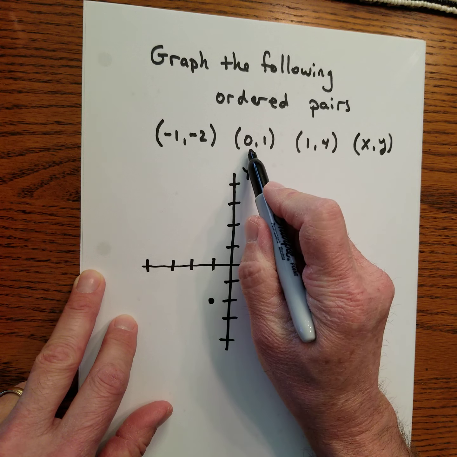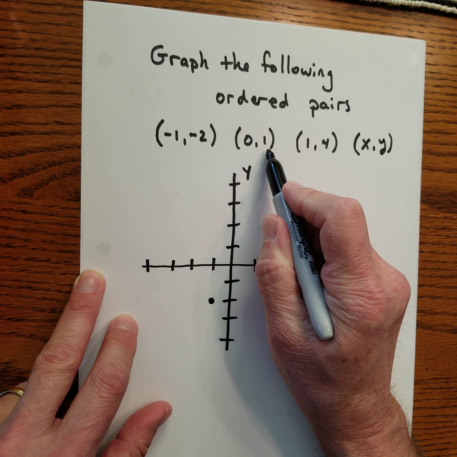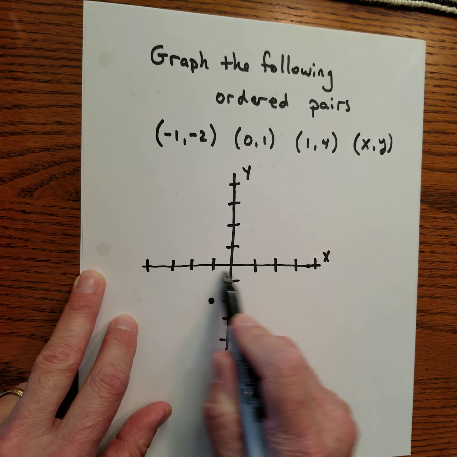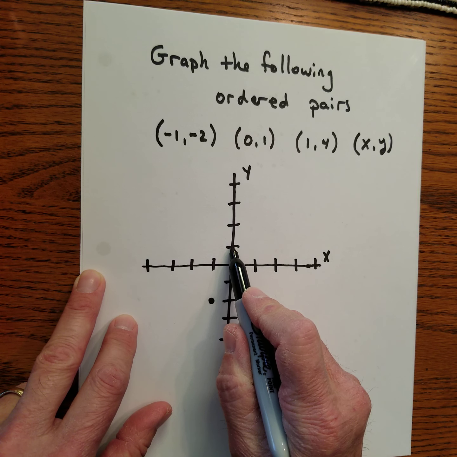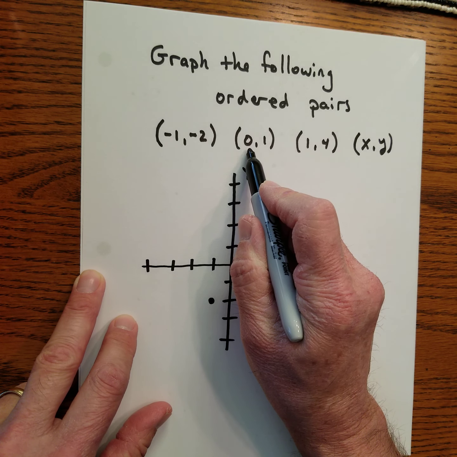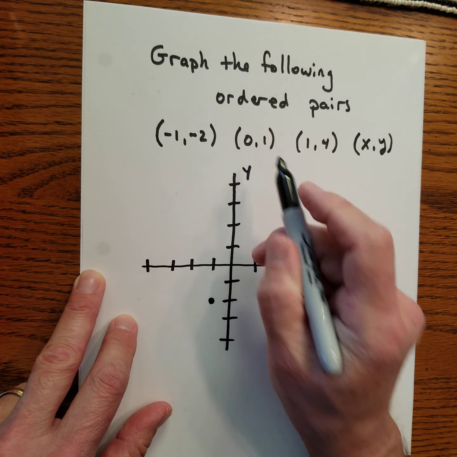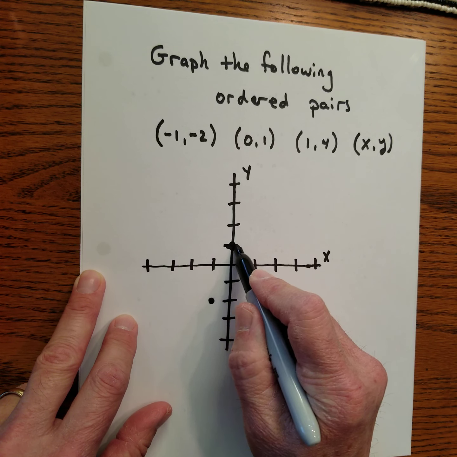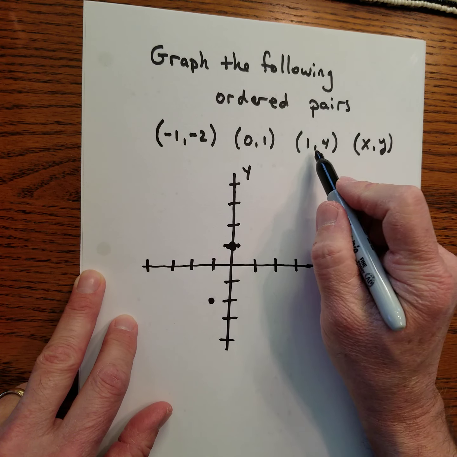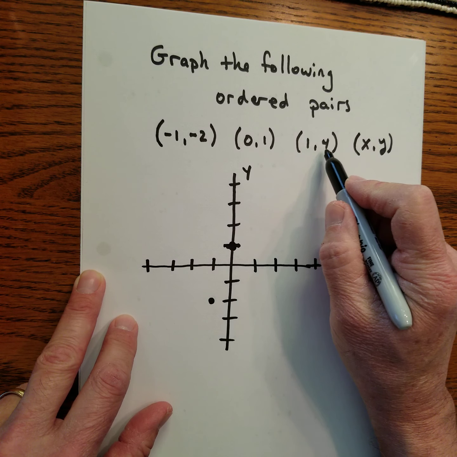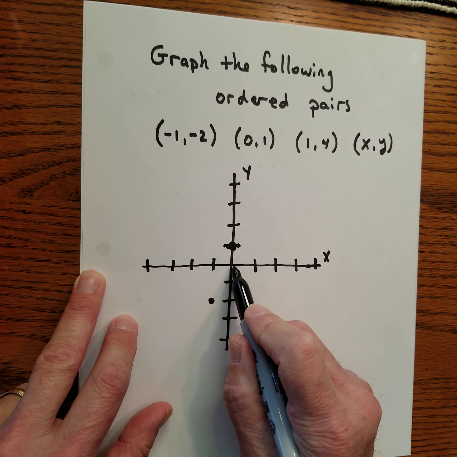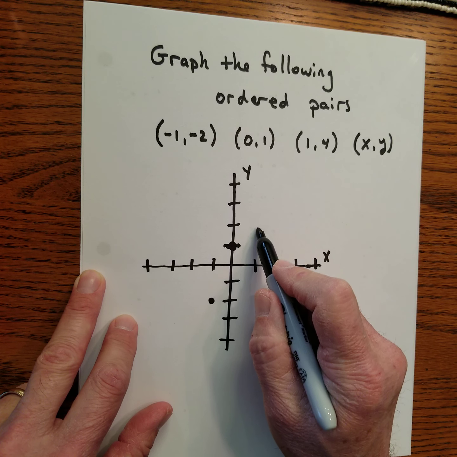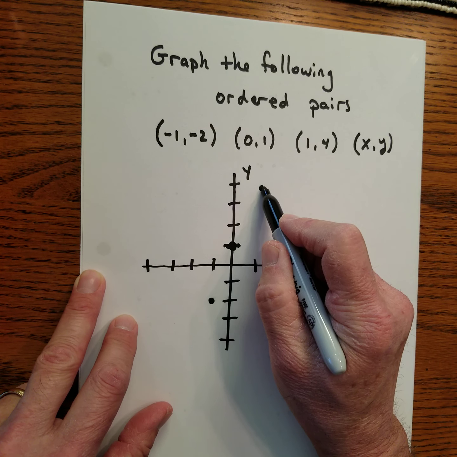This point says go to 0 on x and 1 on y. That's 0 left and right and 1 up. This one is going to be 1 right and 4 up. 1 right and 1, 2, 3, 4 up.